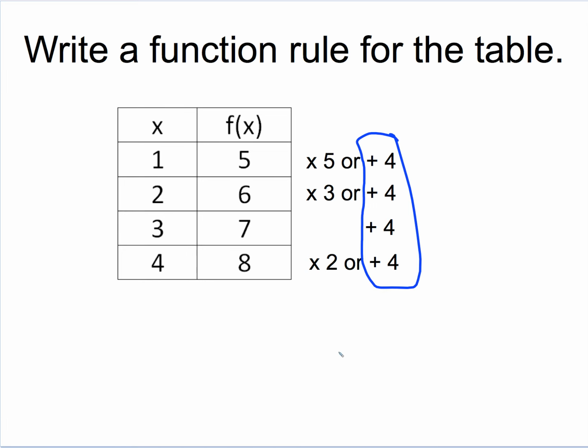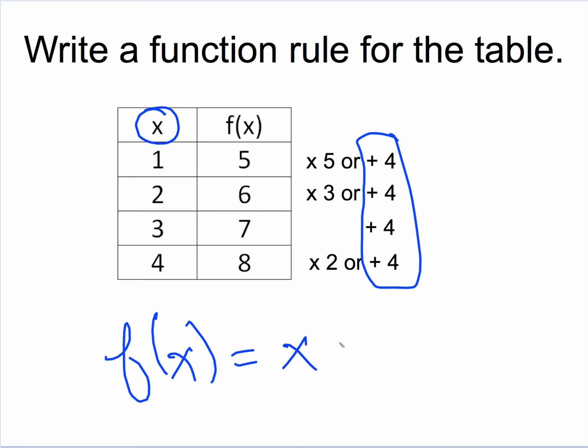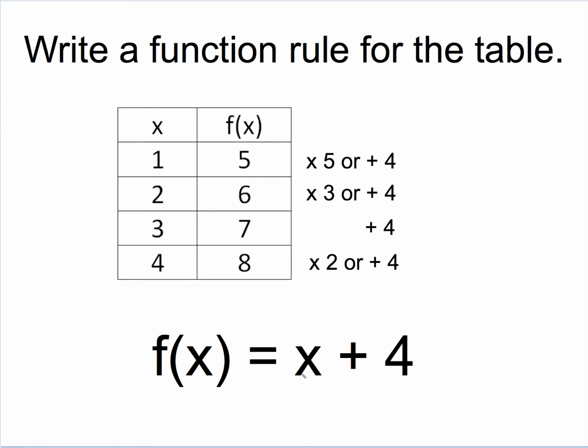So the way that you write it now is just like we've seen in class. You have f of x equals, and then you just show what's happening. So we're taking our x value and we are adding 4 in order to get that output. So our function rule is f of x equals x plus 4, and clearly this works because 1 plus 4, this is our x value, is 5. 2 plus 4 is 6, so on and so forth.